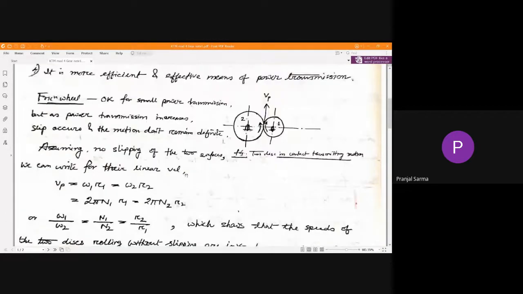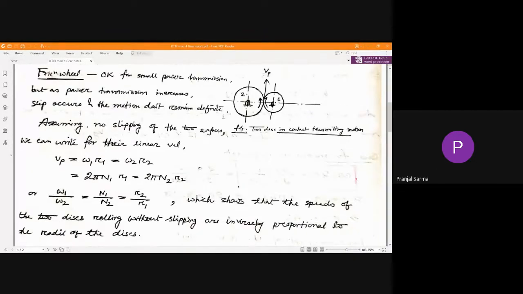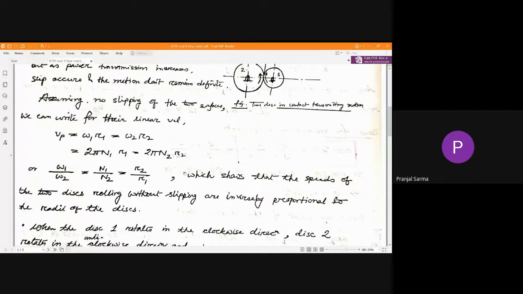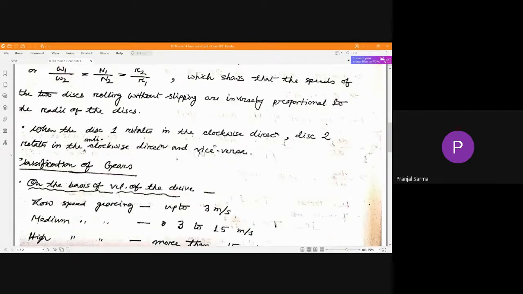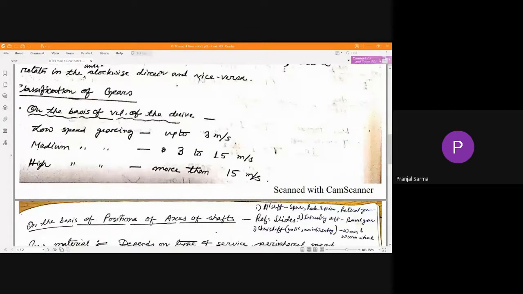Later on, we also saw the friction wheel and how to represent gears in a pictorial view. Then we obtained the relationship between the size of a particular gear and its speed of rotation. We saw that the speed is inversely proportional to the radii of those gears. So we saw the size dependency here. Now today we will go for different classifications of gears.